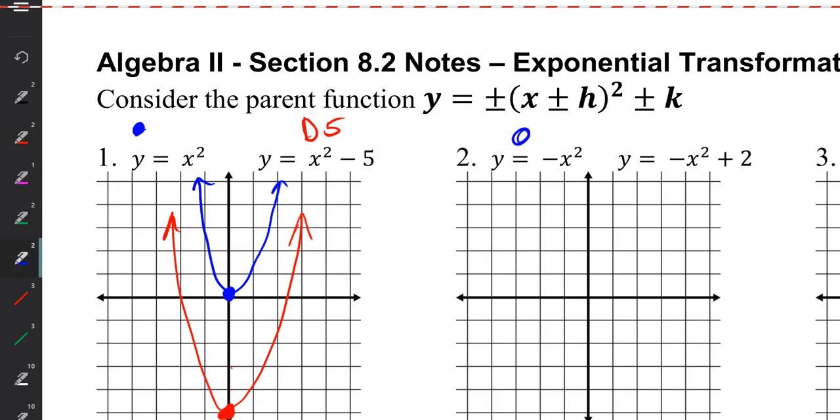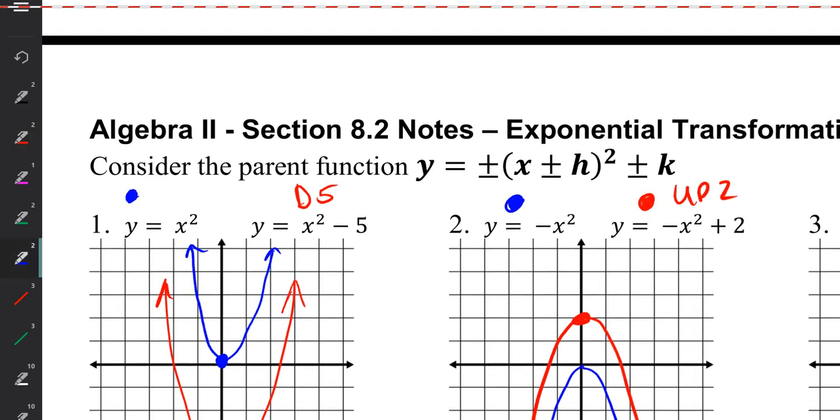What's negative x squared look like? Goes down. Thank you, Chad. So what's negative x squared plus 2 look like? Is it still going down? But shifted where? Up. So let's put a little up 2. This all should, at this point, be review, right? Moving on. X minus 3. What's that look like?